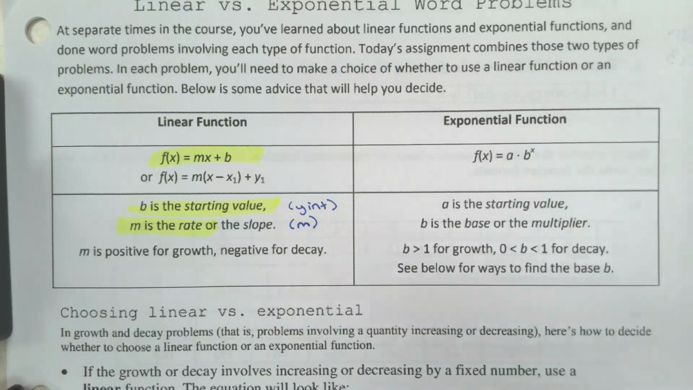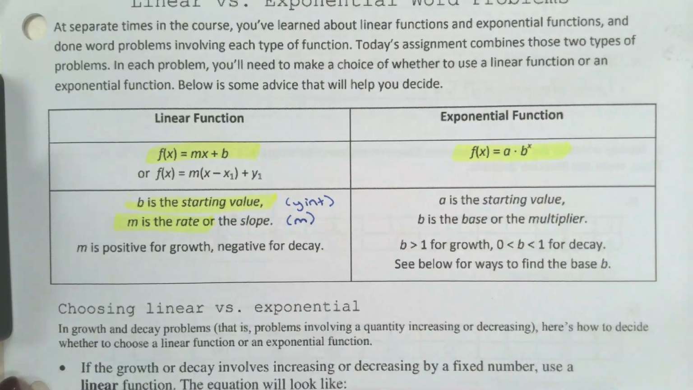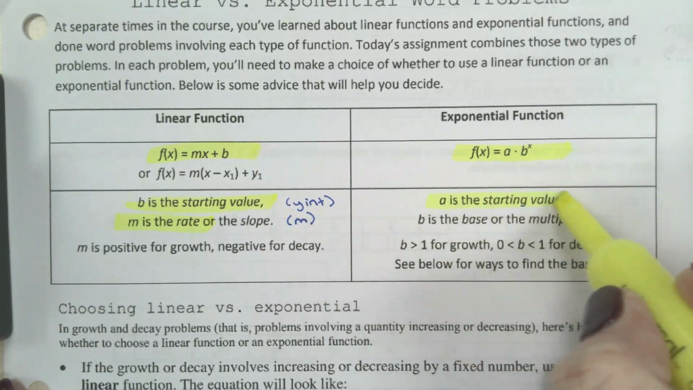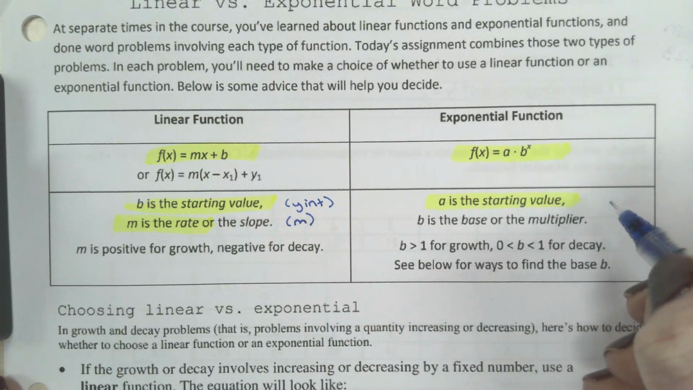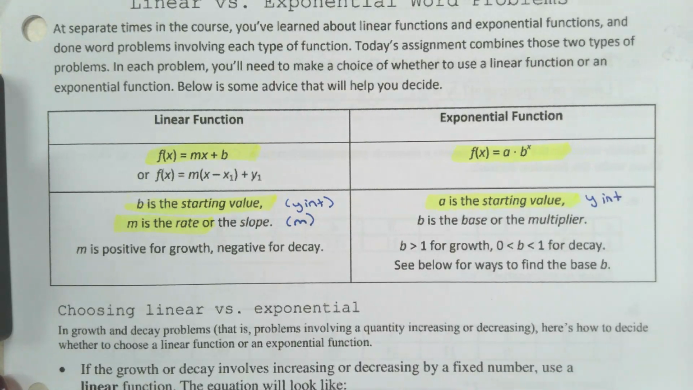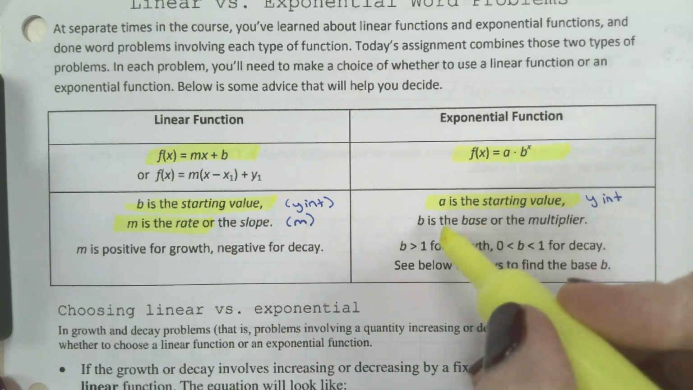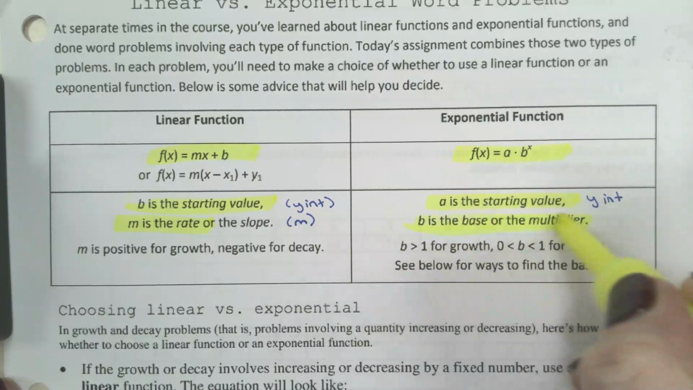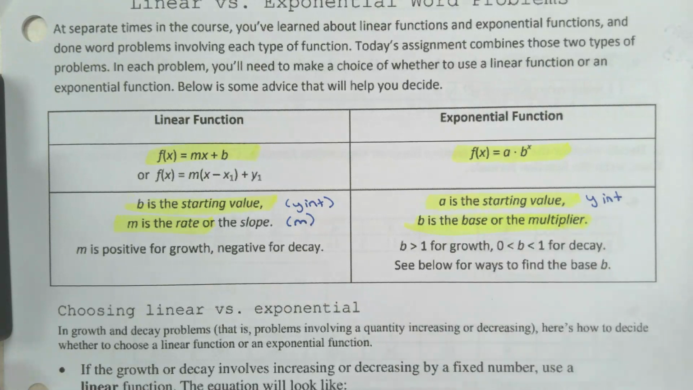In exponential, we're going to use a times b to the x. Got to remember that a is the starting value, and that was also your y-intercept when we did other problems the other day. And b is going to be the multiplier. That is how much it is going up.